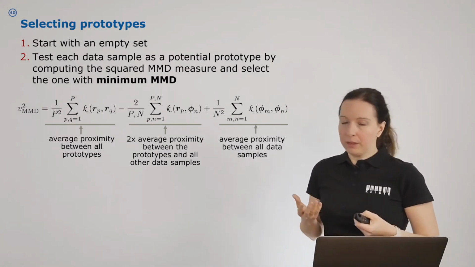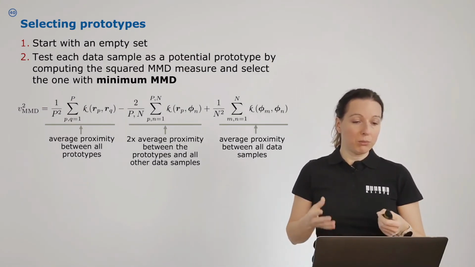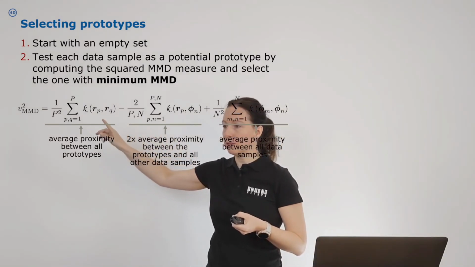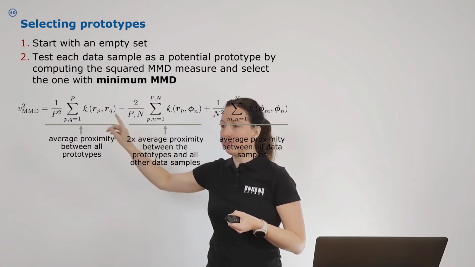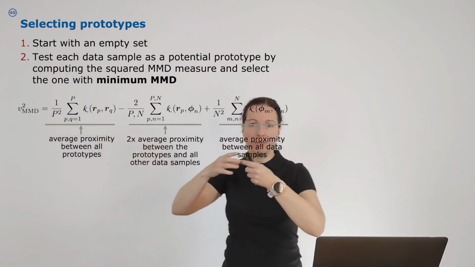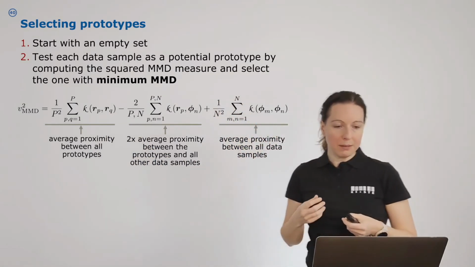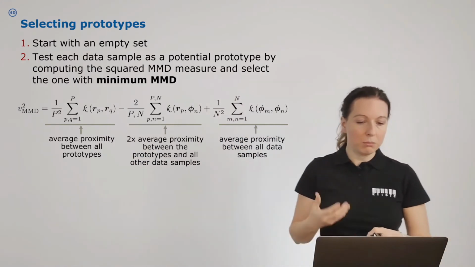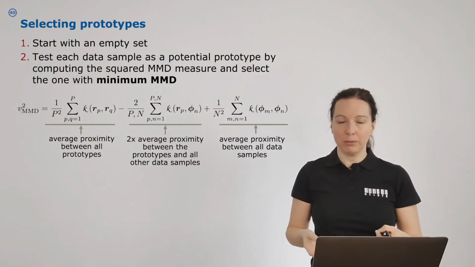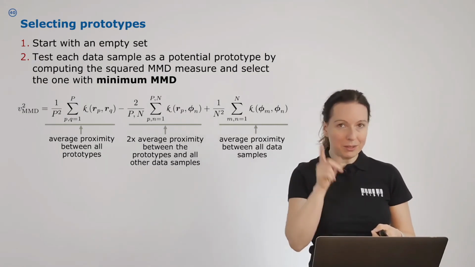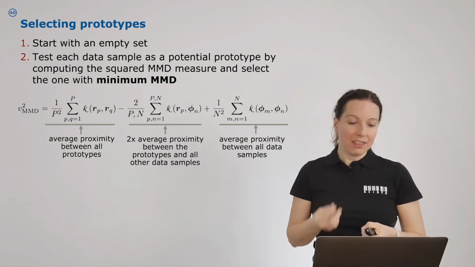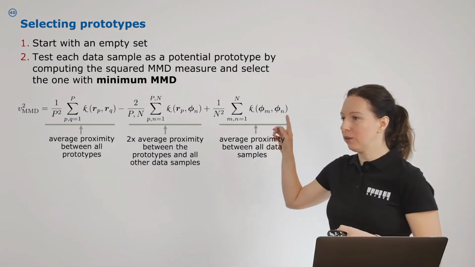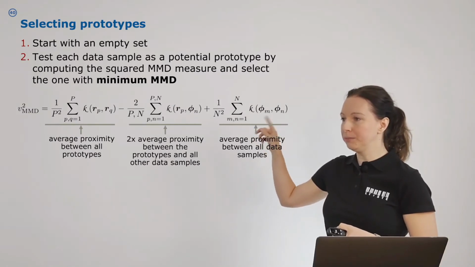So the first term computes the average proximity between all prototypes. This is the kernel function, and you have all prototypes included here. So in the end, you have proximities between all the prototypes. The second term is 2 times the average proximity between the prototypes and all other data samples. Why it's 2 times, I will tell you in a few seconds. And the third part is the average proximity between all data samples. So here in the kernel function, you have all data samples included.